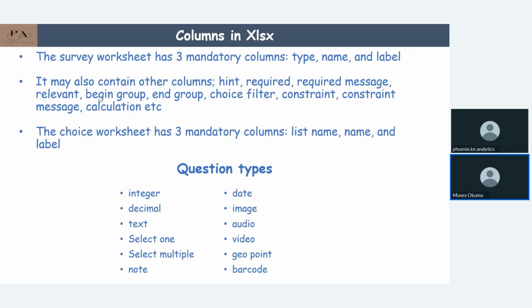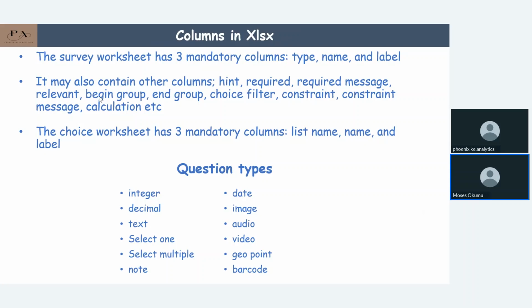So we have calculations. These are always hidden columns. I mean, hidden questions in the XLS. For instance, you want to sum some questions. You want to add 1 plus 1, 2 plus 2, or you want to calculate some percentage. There's always that calculation. We also have other extra columns that we will see as we move on practically. So under the choices worksheet, we also have 3 mandatory columns. We have list name, name, and label. We will see that practically.